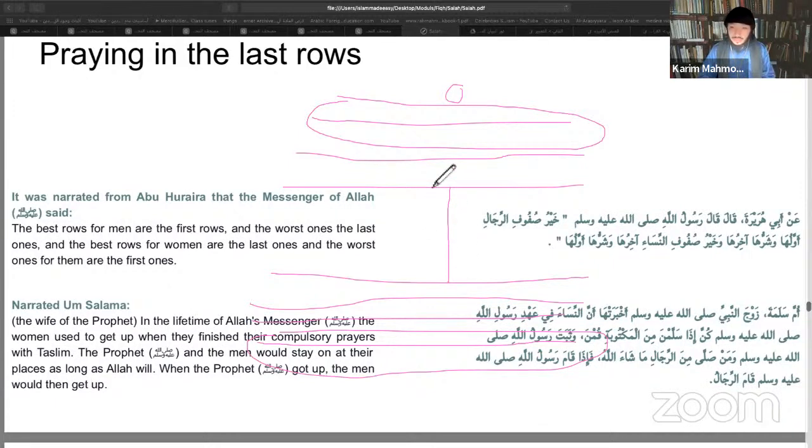And that's why men should be keen to come to the masjid early to catch these first rows. And women also should be, if they want to pray in a masjid, coming early to pray in the last rows. Okay?